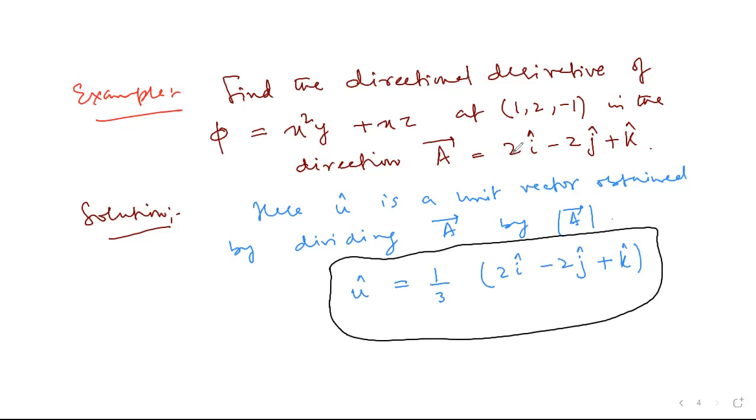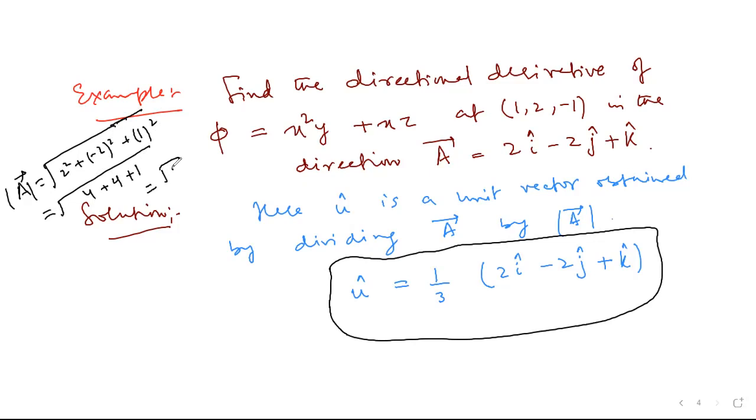First, you have to find the magnitude of A. What is the magnitude of A? Magnitude of A is the square root of x component squared, which is 2 squared, plus minus 2 squared is the y component, plus the z component is 1. This whole thing in the root. So it is 2 squared is 4, plus minus 2 squared is 4, plus 1 squared is 1. So it is under root 9, which is 3. So this 3 is the magnitude of A.